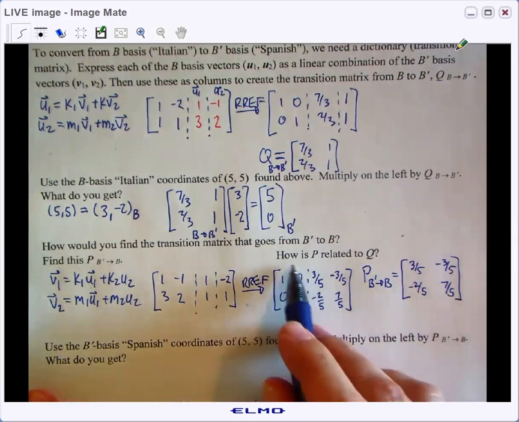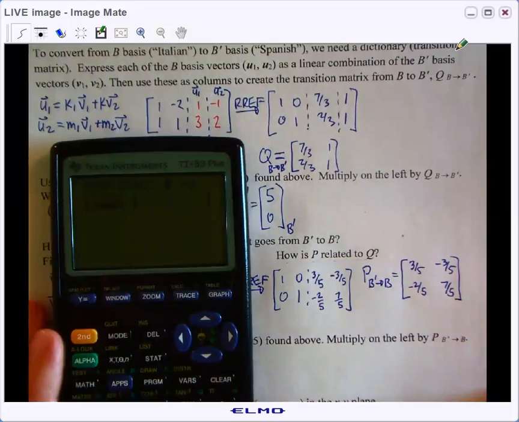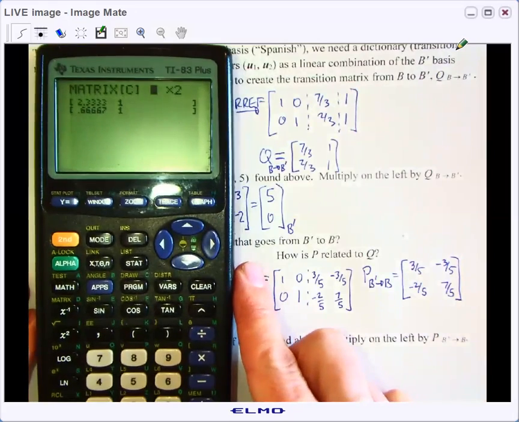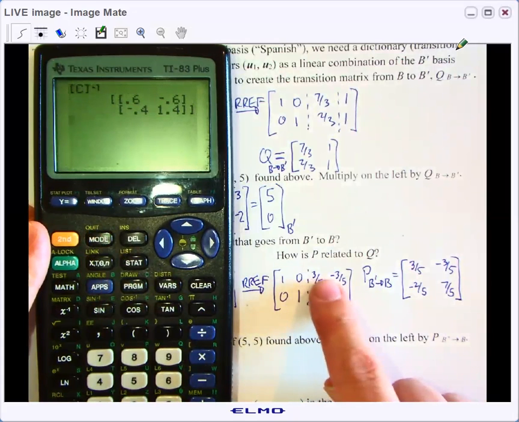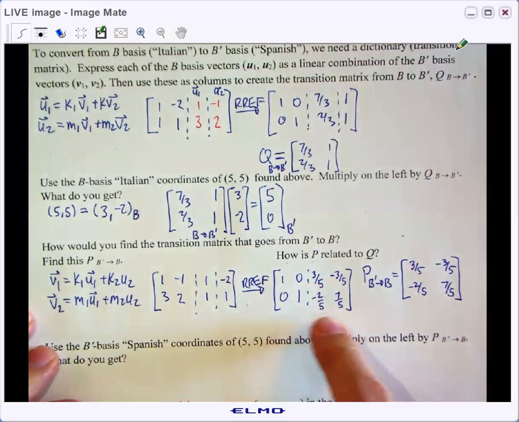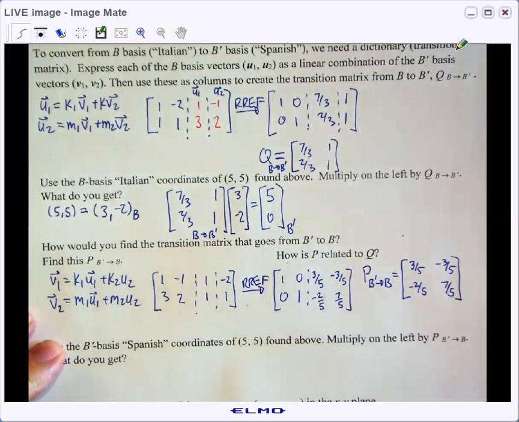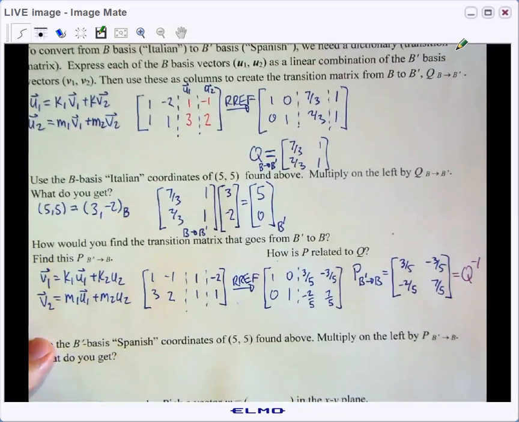And I have an extra question here. How is the P matrix related to Q? Well, I called the Q matrix C inside my calculator. Let's see if you can see that there. There we go. Now we got some light on the subject. And if I do the inverse of that C matrix, guess what I get? Okay, because that makes incredible sense. Because if Q goes from B to B prime basis, going backwards the opposite direction from B prime to B would be the inverse of the Q matrix, wouldn't it?